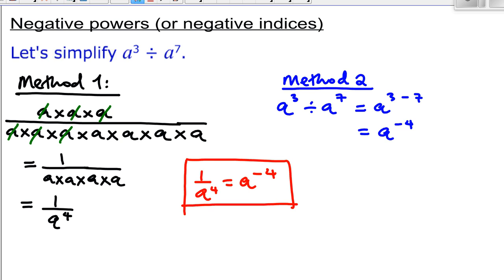One question, two answers. So these two answers must be the same because you're coming from the same question. So the question here is, what does this result mean? 1 over A to the power 4 is equal to A to the power negative 4. I'll explain that below here.